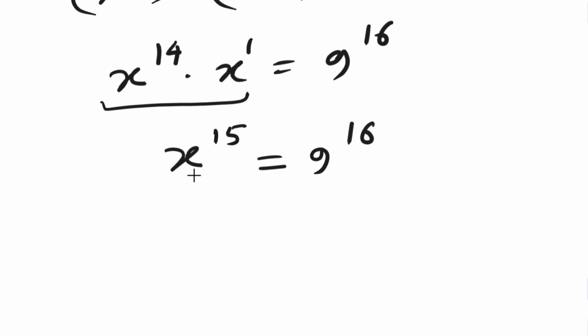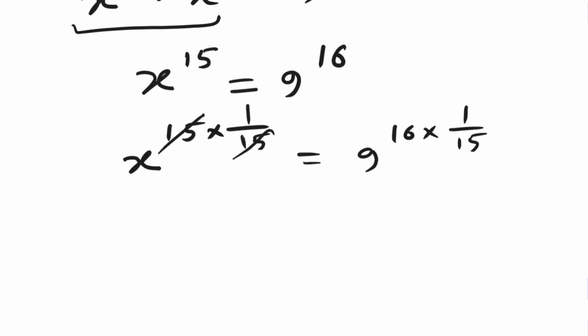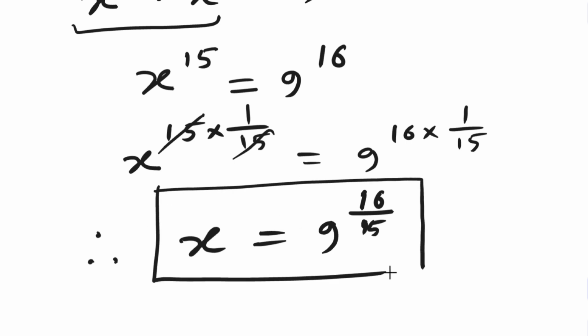To isolate x, we raise both sides to the power 1 divided by 15. The exponent rule tells us that when a power is raised to another power, the exponents multiply. So, x raised to the power 15 multiplied by 1 divided by 15 equals 9 raised to the power 16 multiplied by 1 divided by 15. The 15s cancel on the left-hand side, leaving simply x equals 9 raised to the power 16 divided by 15. Therefore, the value of x is 9 raised to the power 16 divided by 15.